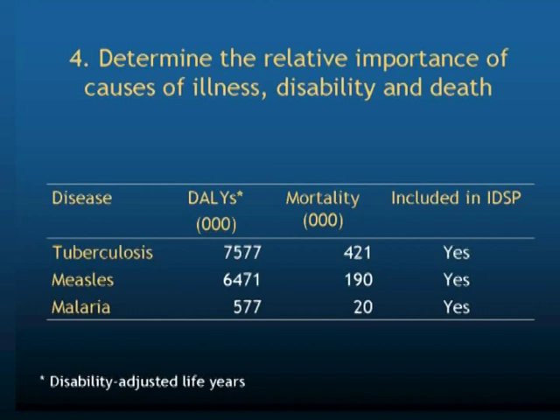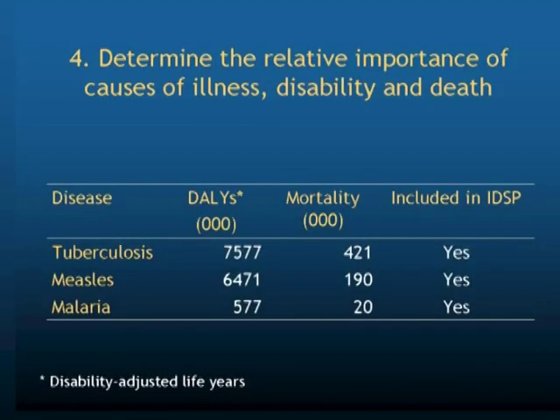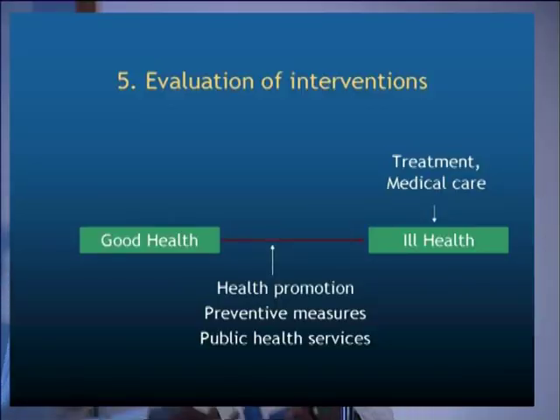Determine the importance of causes of illness. There are certain epidemiologic measures, health economic measures called DALYs, disability adjusted life years, mortality, case fatality ratios or the mortality rates. For example, take these three major diseases: tuberculosis, measles, and malaria. They all have huge DALYs, and the case mortality rate is very high. And that's the reason the government has included these three as important diseases, in the core diseases in the IDSP. Evaluation of interventions, I already told you.